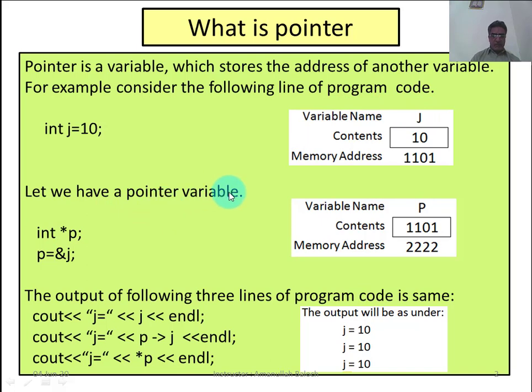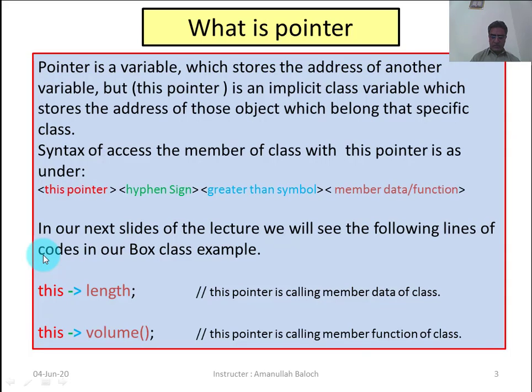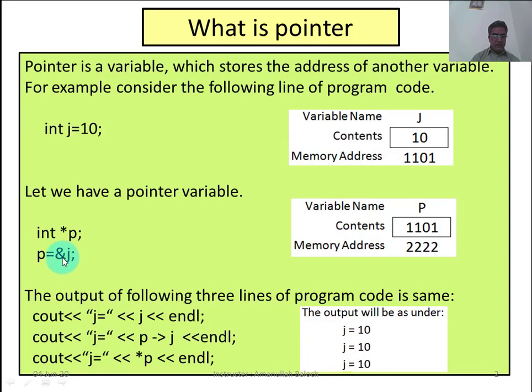Let me have a pointer variable. Now we are going to declare a pointer variable, int *p. This is the pointer variable, and then in the second line of code we are going to assign the address of j, &j, to the pointer variable p.